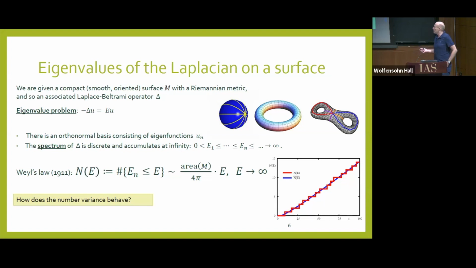So you're trying to find these eigenvalues, and there are lots of them. There is, in fact, an orthonormal basis which consists of eigenfunctions of the Laplacian, so there are lots of eigenvalues, and the spectrum is just a sequence of discrete numbers. Eigenvalues don't have any accumulation points, and you can count how many there are. And Weyl's law says that the number of eigenvalues up to E scales linearly with E. This is special to surfaces. The prefactor is the area over 4 pi.